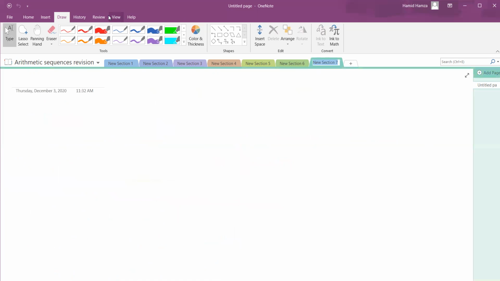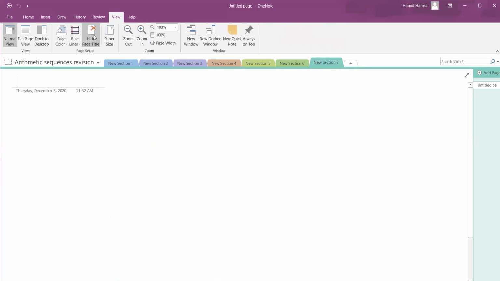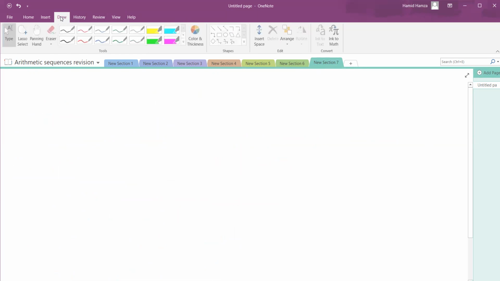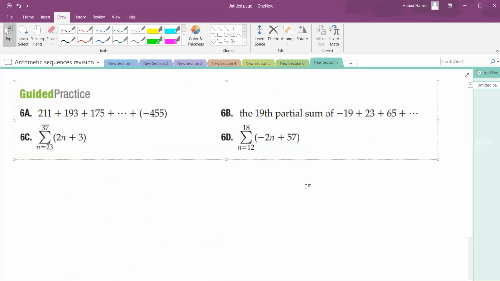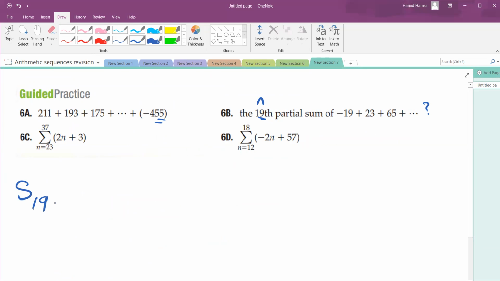So what about the next one? What's the difference between this one and the next one? In the next one, the last term is not given like this one, but n is given here. So this is n. We wanted to find the 19th partial sum. That means we wanted to find S19.